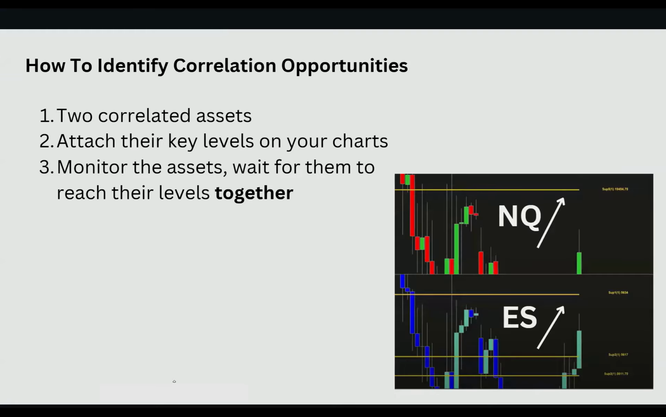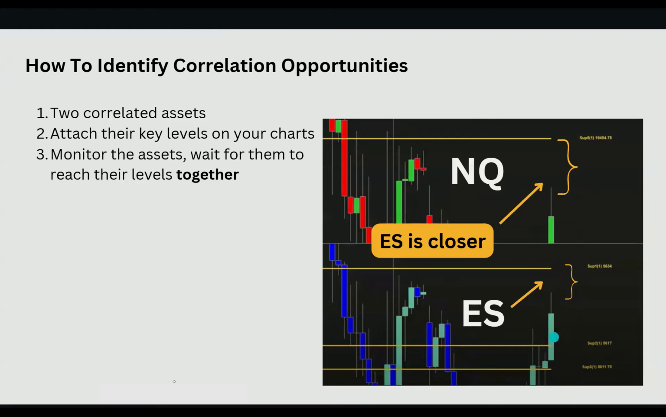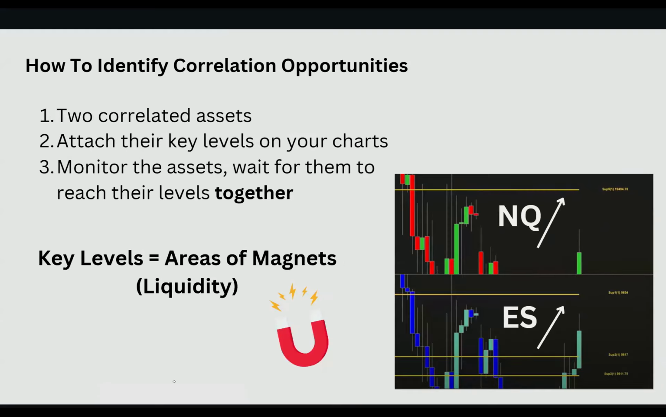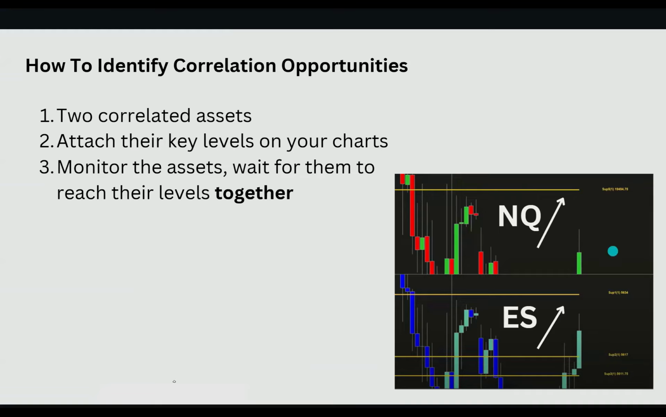Now, there's a tricky part here because look, ES is closer to its resistance level than NQ. However, guys, because of NQ's volatility, we expect it to reach its trigger point together with ES. Remember, guys, key levels expect to drive the market reaction, and they are also areas of magnets. The market wants to reach them due to the liquidity there. So this setup indicates to me that they will reach their levels together. Guys, this is an A+ CTP setup for me to go short on both.